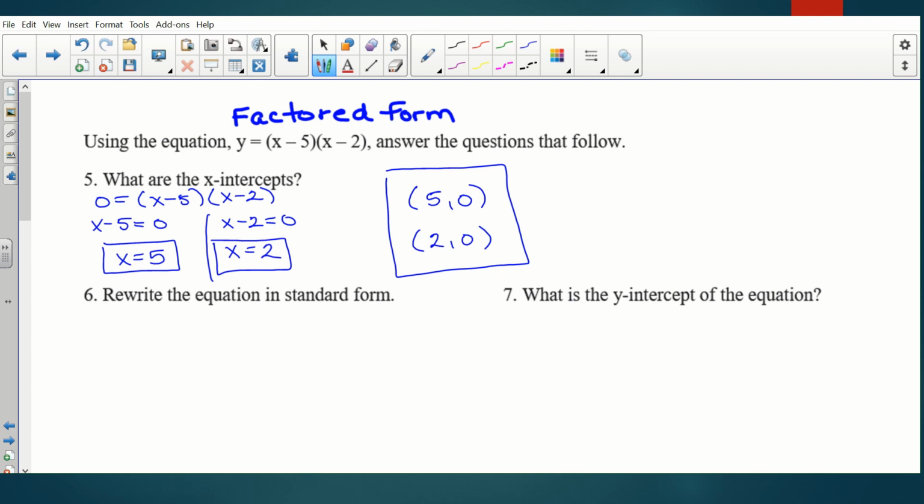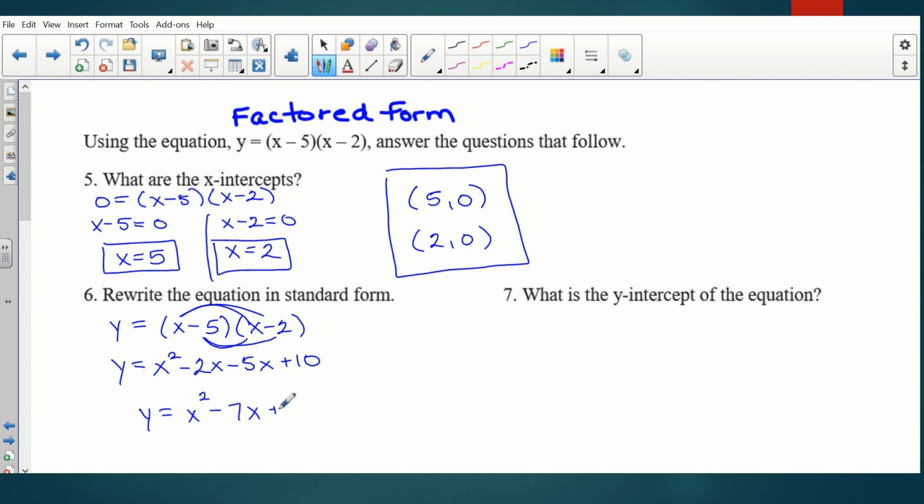All right, let's rewrite this equation in standard form. We can do that. Let's take our factored form and FOIL. First, outer, inner, last. x times x is x squared. x times negative 2 is negative 2x. Negative 5 times x is negative 5x. And negative 5 times negative 2 is positive 10. Simplifying and combining like terms, I get x² − 7x + 10. So this is just another way to write the quadratic that we listed above.